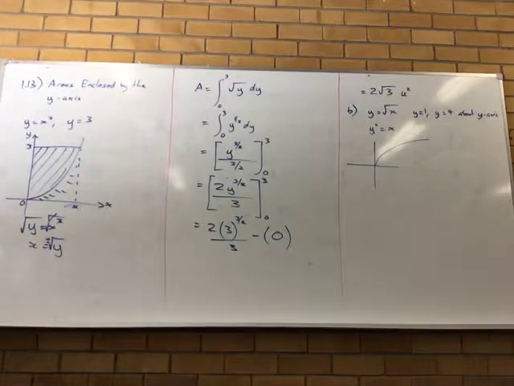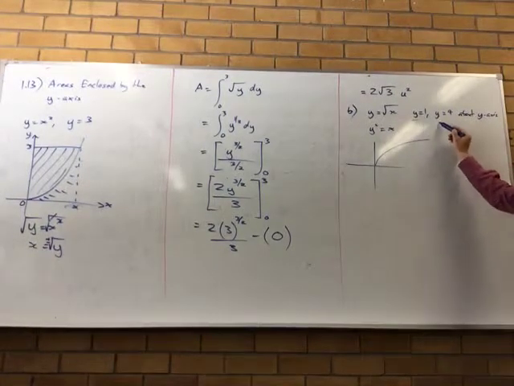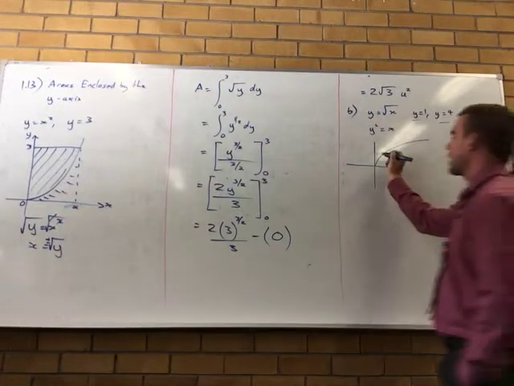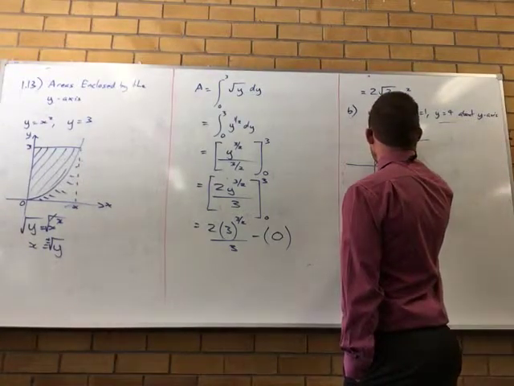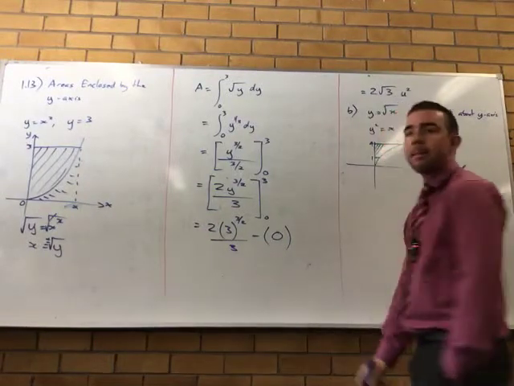If you've forgotten what a graph looks like, what do you do? Put it in your calculator and test points. So table values. If you've forgotten what a graph looks like, table values, okay? Make sure you have a representation of what the graph looks like before you try and find the area. So the bounds, y equals 1 and y equals 4. That's the bound.